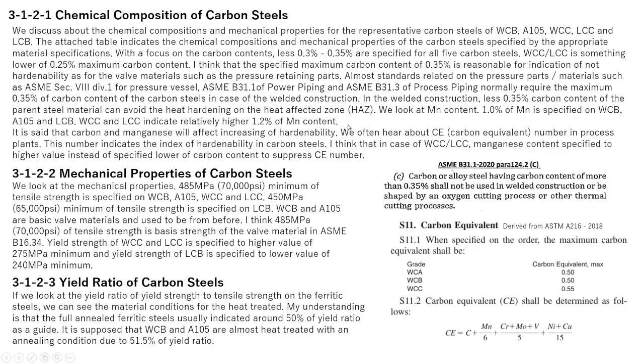We look at manganese content. 1.0% of manganese is specified for WCB, A105, and LCB. WCC and LCC indicate a relatively higher 1.2% of manganese content. It is said that carbon and manganese will increase hardenability. We often hear about the carbon equivalent number in process plants. This number is an index of hardenability in carbon steel.